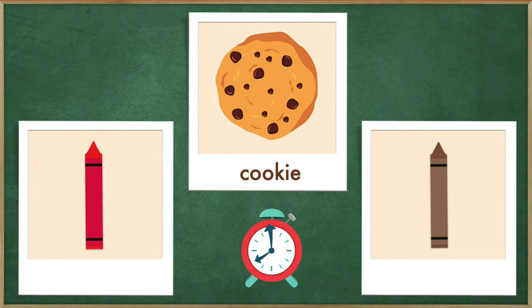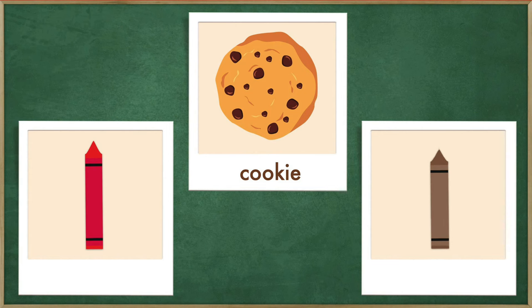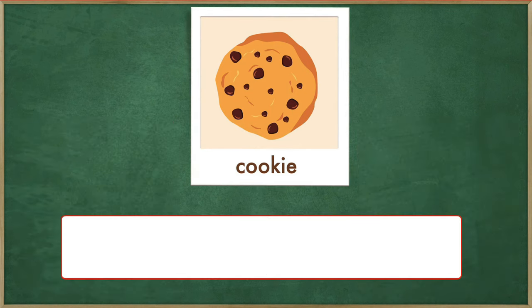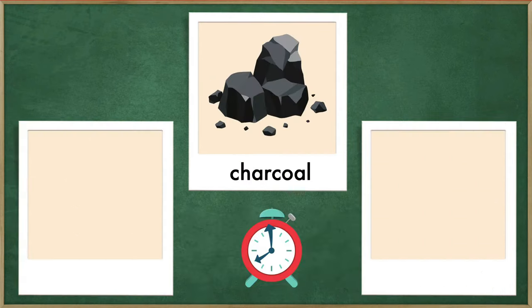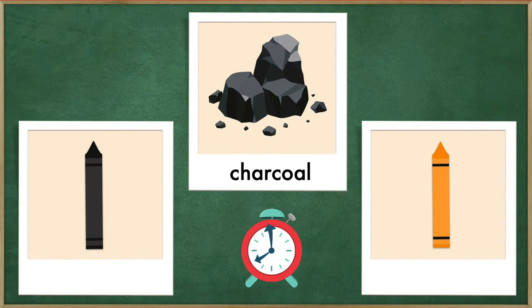Time is up. The right answer is brown. The cookie is brown. Next one is charcoal. What color is charcoal? Is this color or this color? Go think.